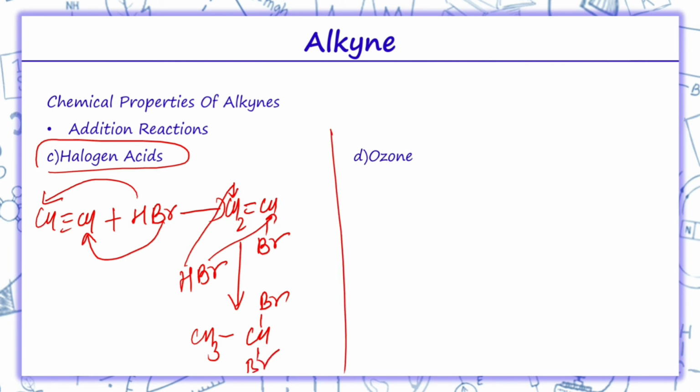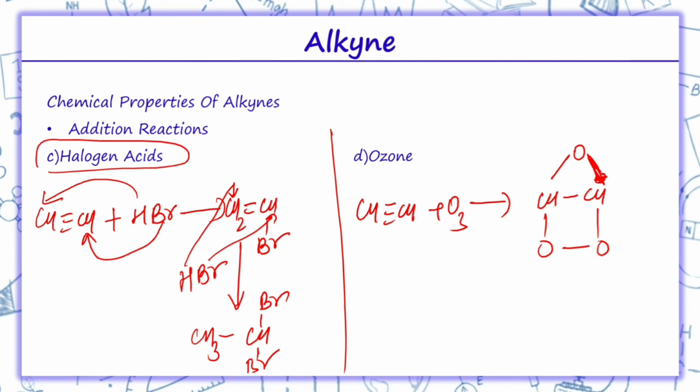Now what are we adding? Ozone. If we are adding ozone to CH triple bond CH, three molecules of oxygen are added, to CH CH, here one molecule of oxygen and here one, thus this is known as acetylene ozonide.